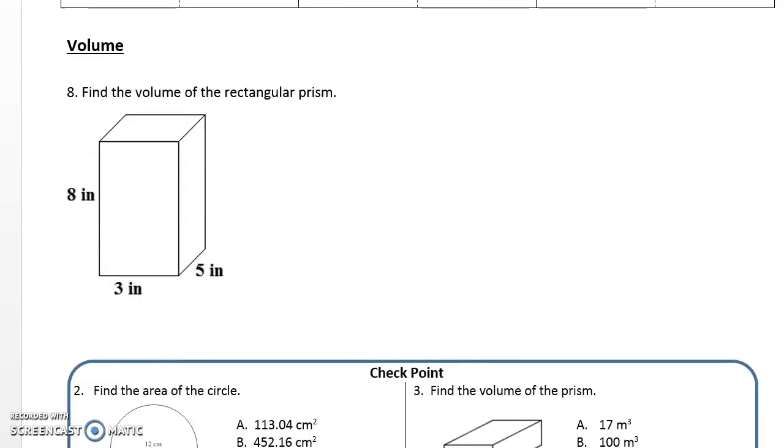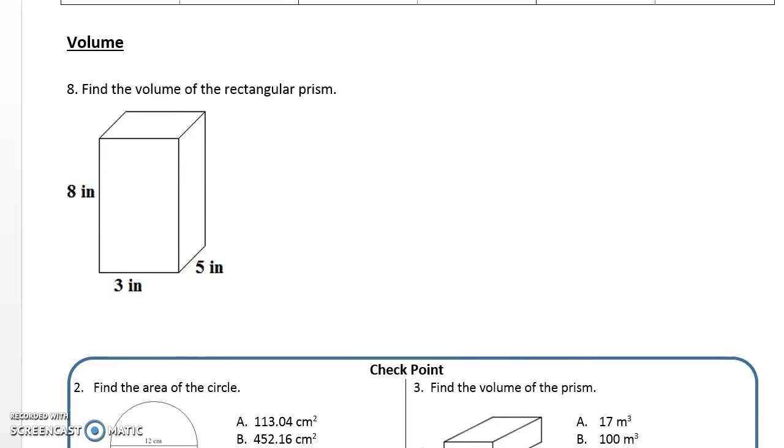Our last topic is volume. You will get all of your formulas on the reference sheet. The formula for the volume of a prism is length times width times height. I could have turned around this picture, and so it does not matter which one you call length, width, and height. Usually people call the height the one going up and down, and usually the length is the one that goes across. But again, it doesn't matter which one you call length, width, or height.